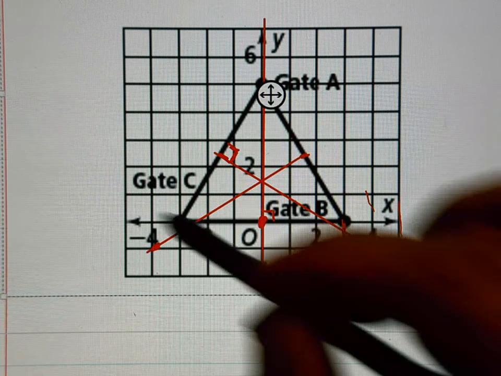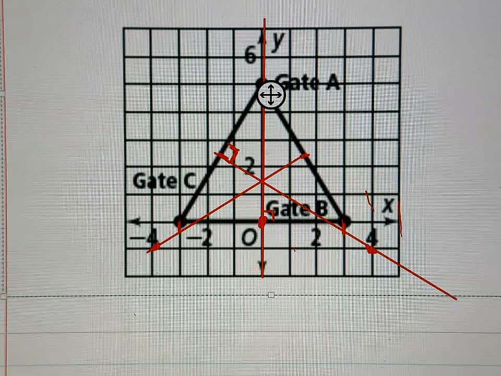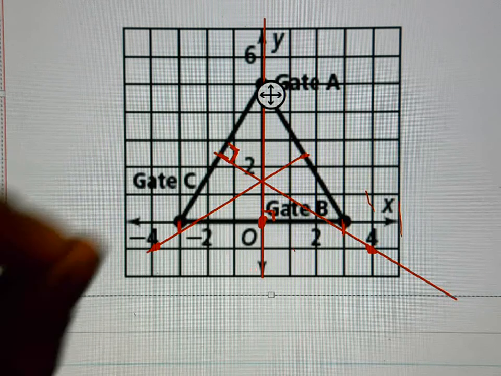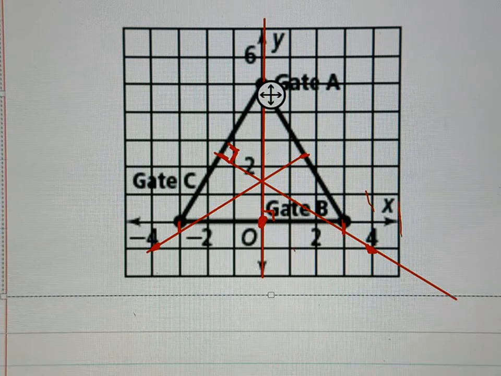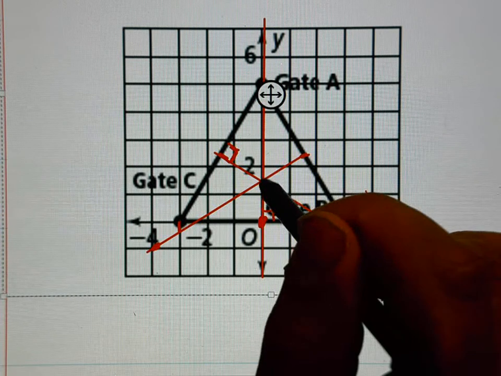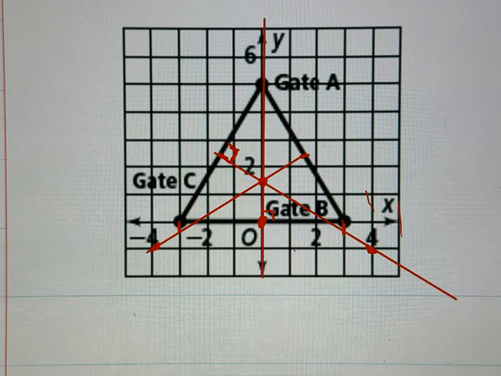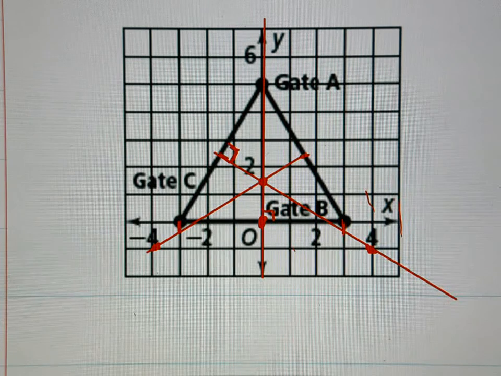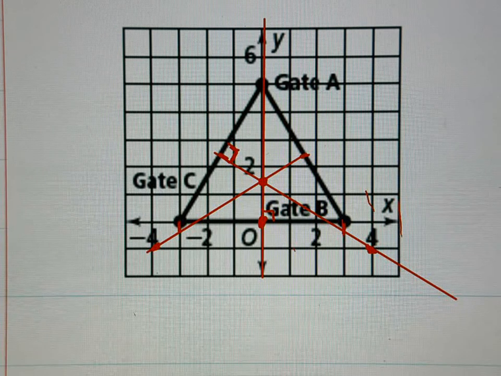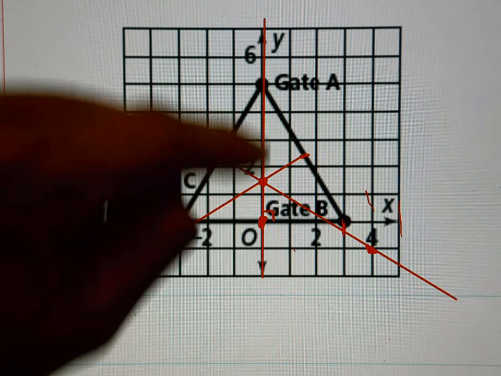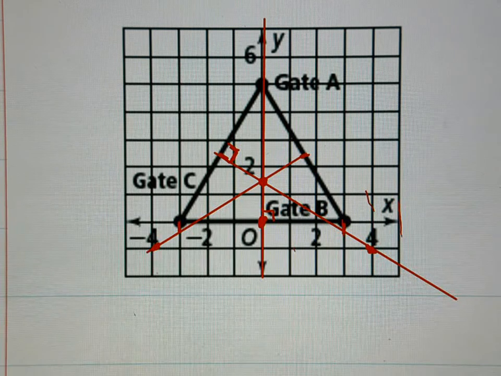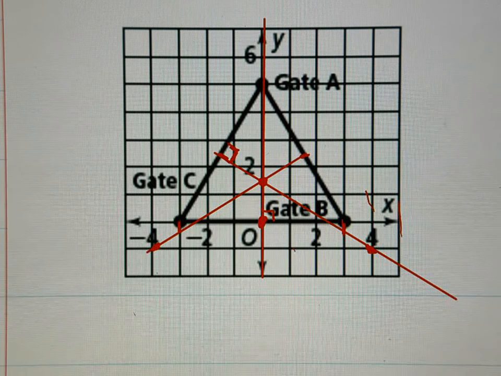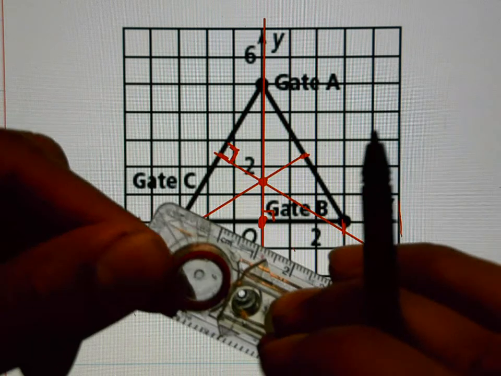All three perpendicular bisectors intersect at one point. They are all concurrent to each other. What is this point? This point is called the circumcenter. It's the exact center point that's equidistant from the three corners. And what's really neat about this, I don't know if I can do it with this, but I'm going to try.